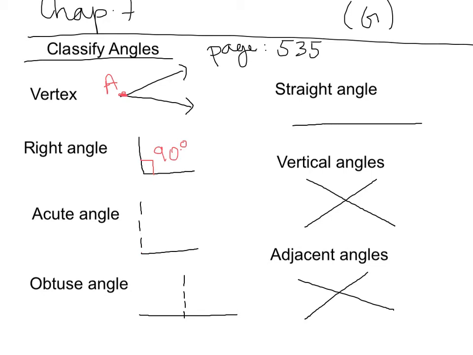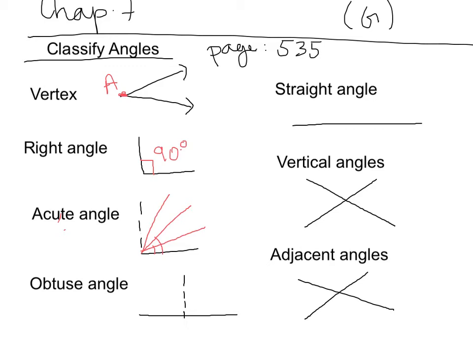So I'll give you an example. This angle, we can clearly see it's less than a 90-degree angle, so it's an acute angle. This one, again, is an acute angle. Any angle that you can draw inside a 90-degree angle would be an acute angle. It just has to be less than a 90-degree angle.